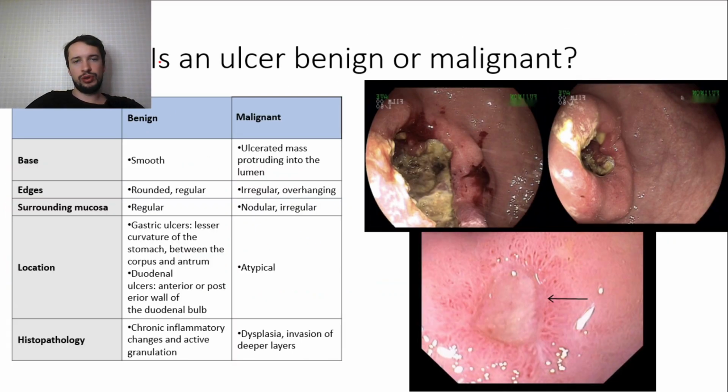Is an ulcer benign or malignant? There you see a table with some locations: surrounding mucosa, edge, base, and benign and malignant. And what is different? But we always understand whether this is benign or malignant when we take a biopsy and see the histology.